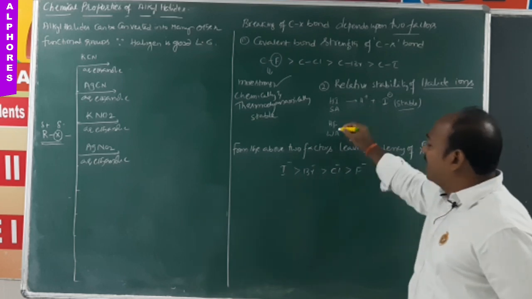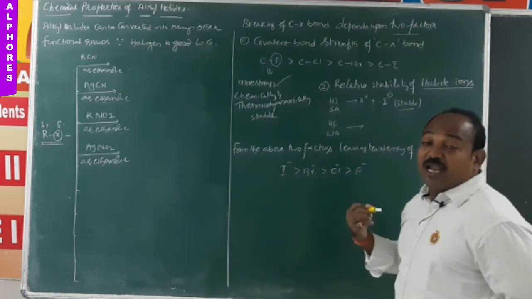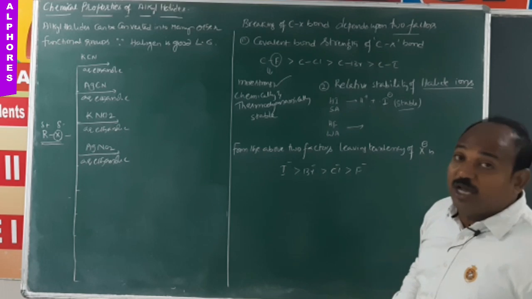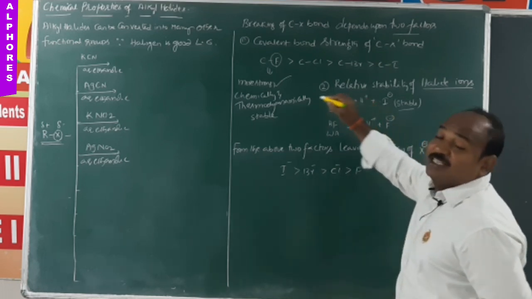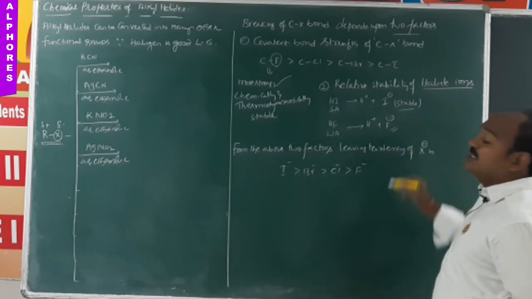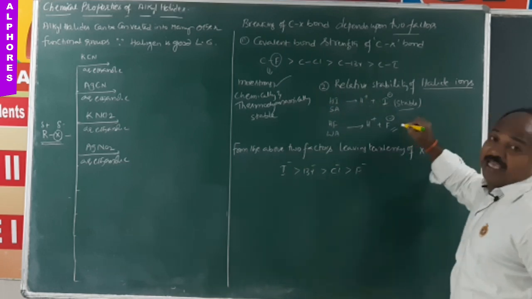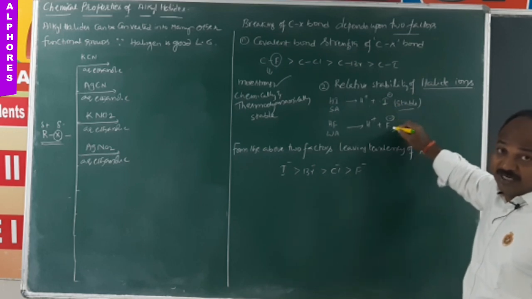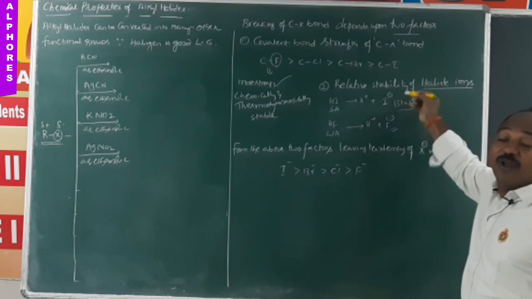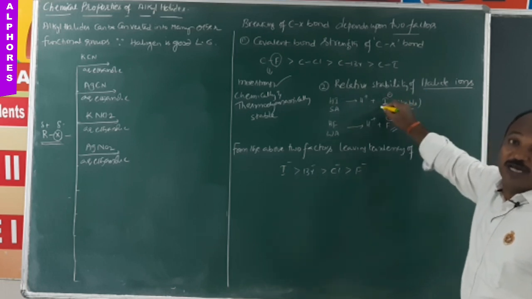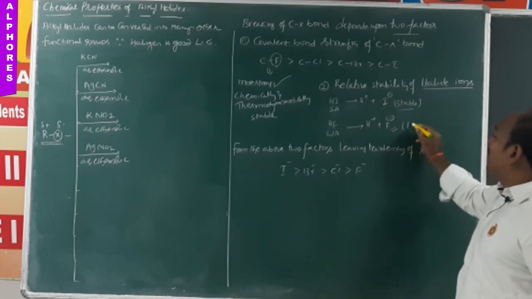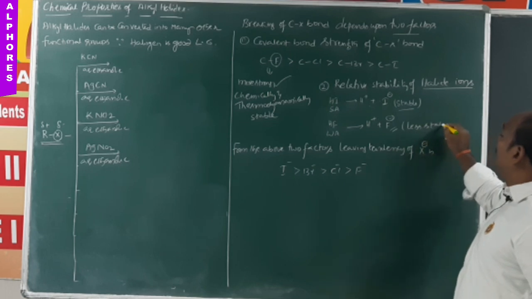What is meant by weak acid? It has less tendency to donate proton. Less tendency to donate proton means by giving its proton, it cannot exist as F minus. In other words, it cannot exist without having a proton, without any positive charge. That means F minus we can say is less stable.